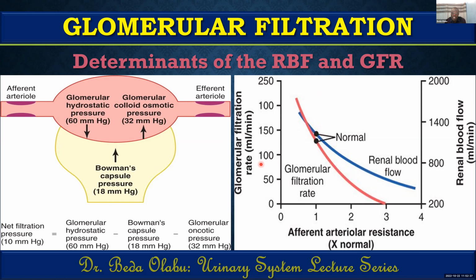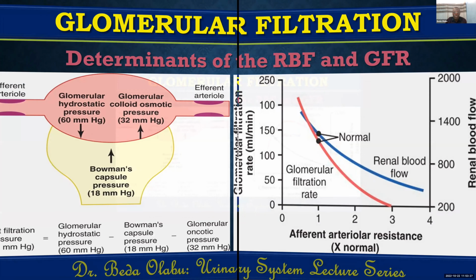So this is the graph that represents the relationship between the afferent arteriolar resistance, renal blood flow, and glomerular filtration rate. That the higher the resistance of the afferent arteriole, the lower the renal blood flow, hence the lower the filtration rate. However, the lower the resistance of the afferent arteriole, the higher the renal blood flow, the higher the hydrostatic pressure, the higher the glomerular filtration rate.